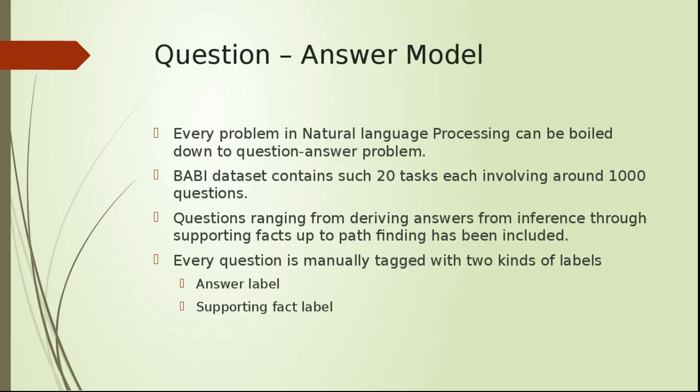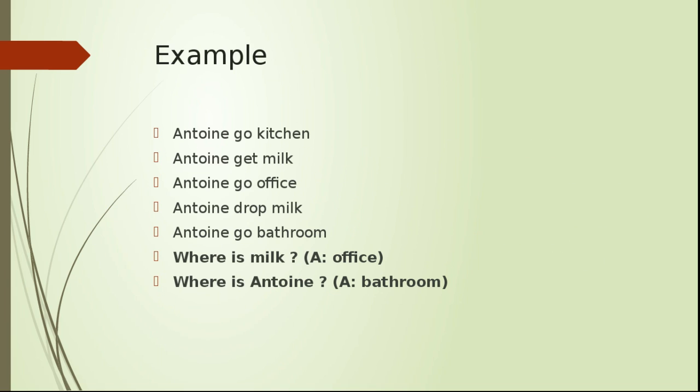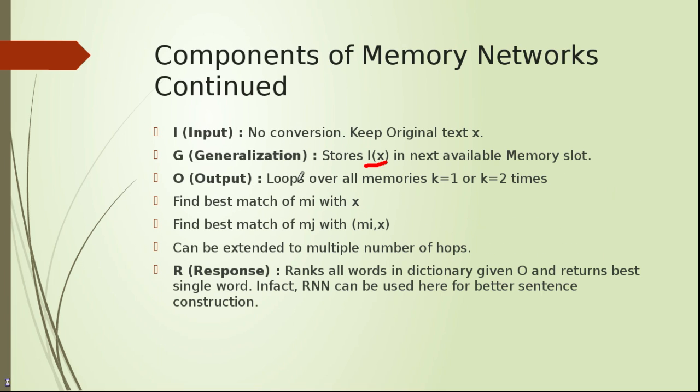For example, in the previous example, we know that to find office, we have to first obtain milk and then office. So these are two supporting facts. There's another question. Where is Antoine? The answer is bathroom. It is directly given in this one sentence. So it is one supporting fact, so it can be solved using one hop. The question where is milk needs two hops. Response is the output that the system gives you. It can be one word or a complete sentence.